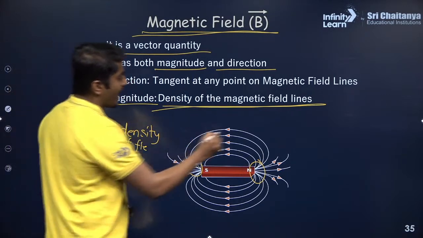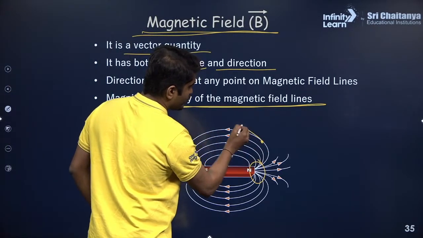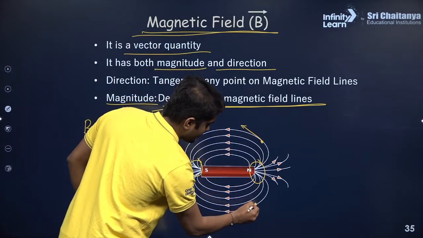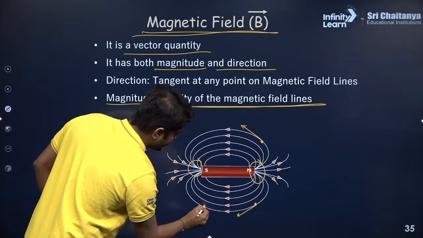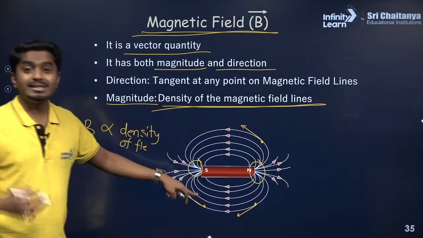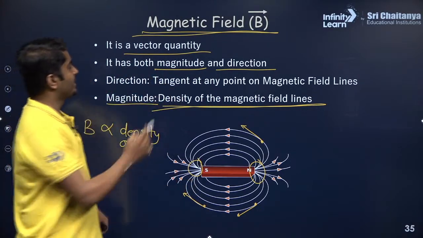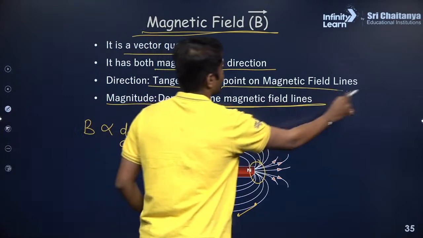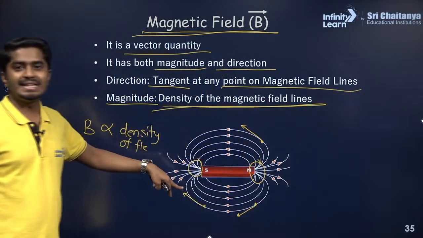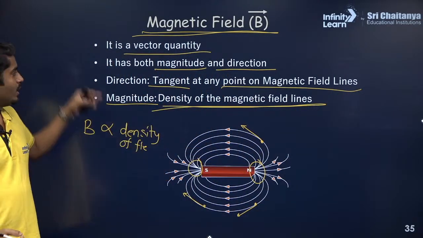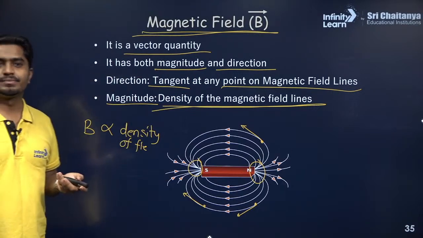Direction: at any point, if you draw a tangent, that will give you the direction of the magnetic field. Tangent at any point of the magnetic field line will give you the direction of the magnetic field. Clear?